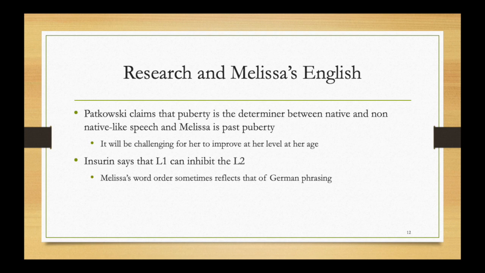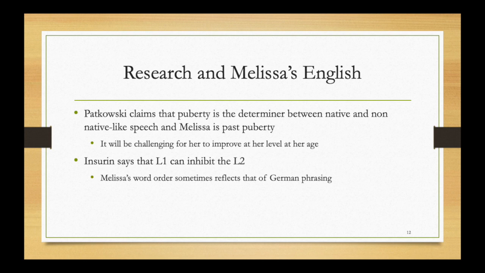The sensitive period from Patkowski states that puberty is the time to determine native-like fluency, and this relates to Melissa because she is now 27 years old and much past the pubescent age. She does not get enough English spoken time in Germany, so it is likely that she won't greatly improve beyond where she is now.